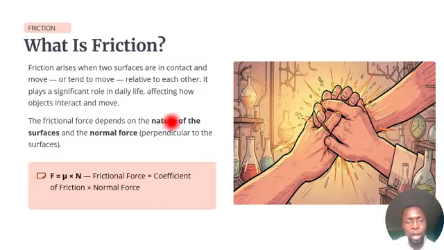So friction depends on the nature of the surface and also depends on the normal force. The normal force, or what we call normal at times, is a perpendicular force that acts vertically. Okay. So by formula, we say friction is equal to the product of normal force, that is this N, and the coefficient of friction. Okay, that is this mu. So the formula for friction is the product of normal force and coefficient of friction, which is mu.